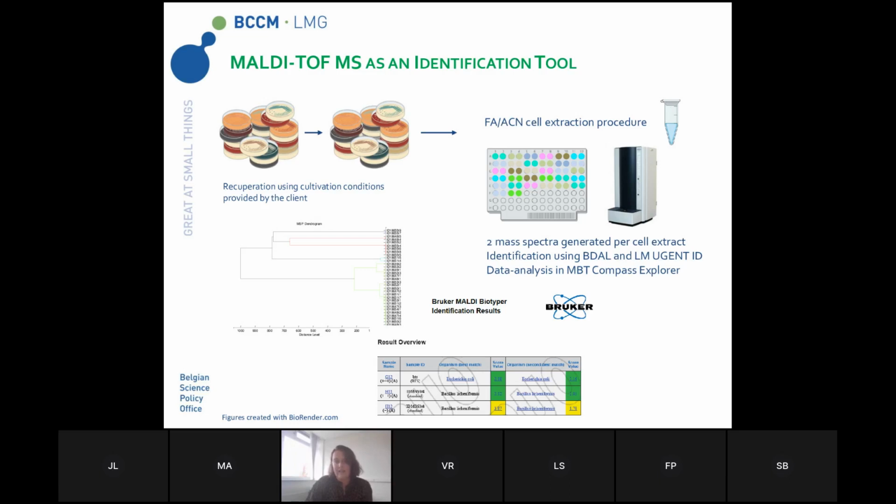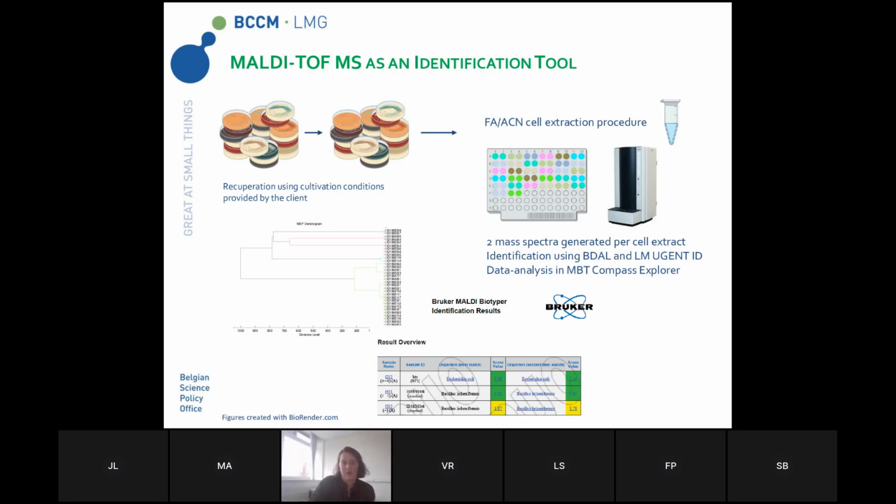So we have, again, that cell extraction procedure. We spot each extract in duplicate, and we generate 2 mass spectra per cell extract. We do an identification using the databases that we have available, so our own and the one from Bruker, and we do data analysis in the Compass Explorer software. You also get a lot of information from the Bruker reports. Those reports state identification scores and species consistency, so it's really important to take all those characteristics and parameters into account.